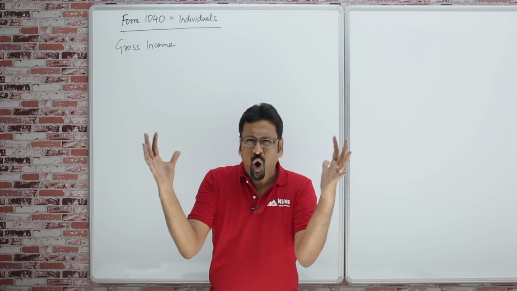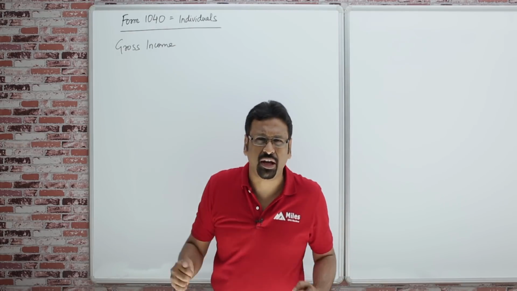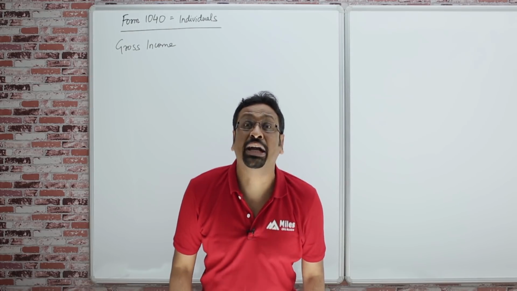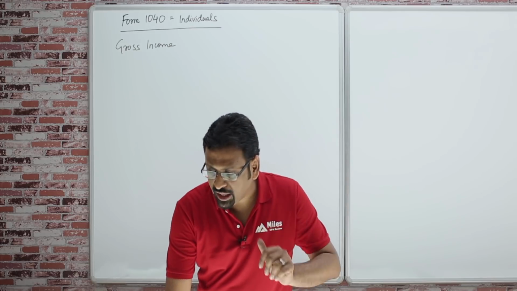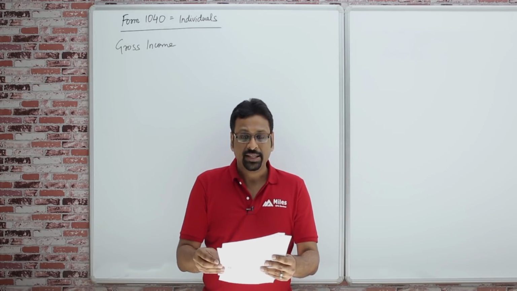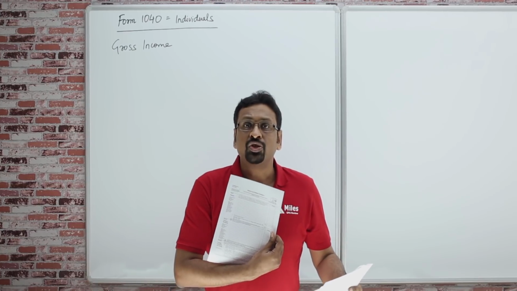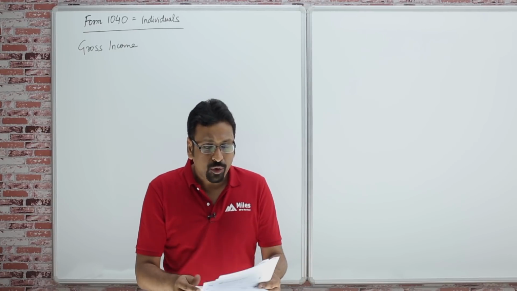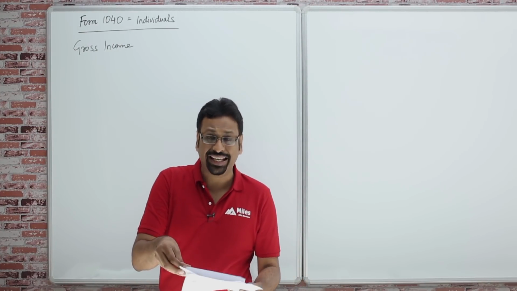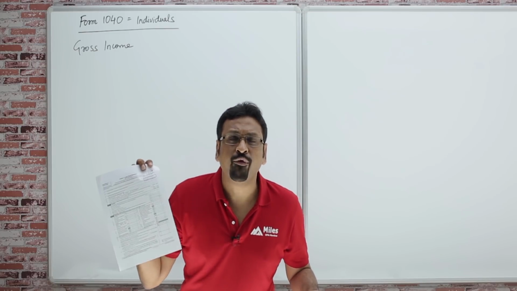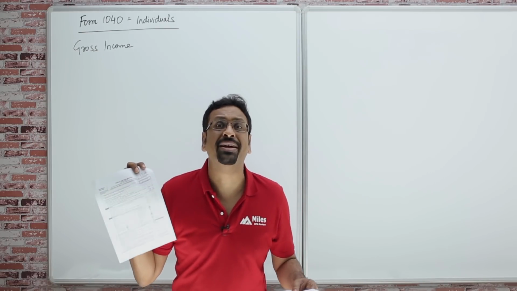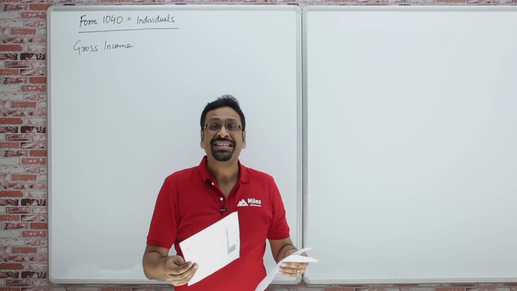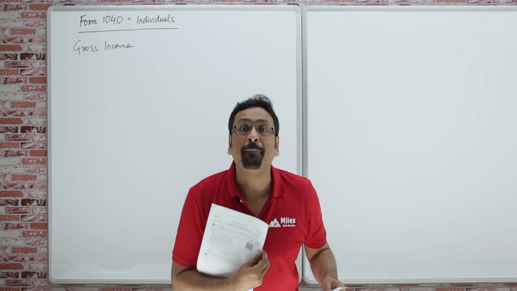To help you put all of this together as gross income on 1040, Uncle Sam has created a bunch of schedules. So I'm going to be introducing you to Schedule B, which is going to be your schedule for interest income and dividend income. I'm going to introduce you to Schedule C, which is your schedule for profit or loss from business, sole proprietorships that you own. You're going to have Schedule D, which is for capital gains.